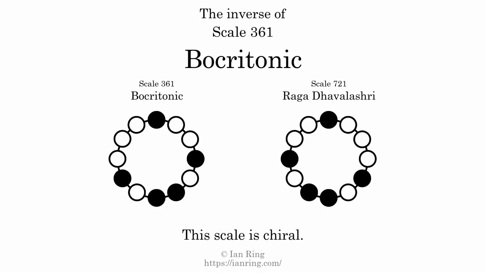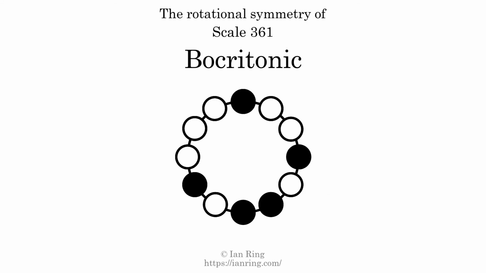The inverse of a scale is a mirror image. It is what you get when the sequence of intervals is reversed. The inverse of this scale is scale 721, also known as Raga de Valishri. This scale is chiral. It cannot transform into its inverse by rotational transformation. This scale has no rotational symmetry.